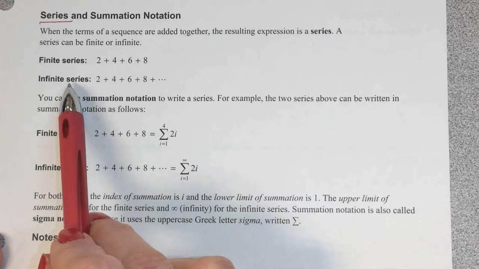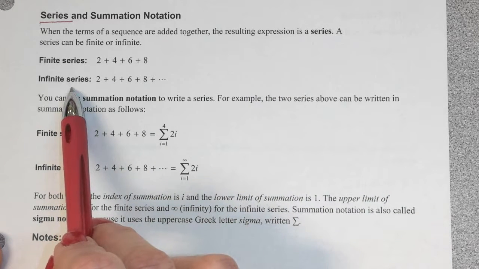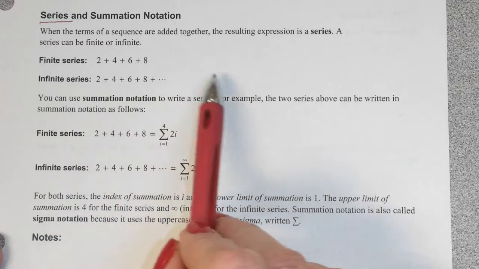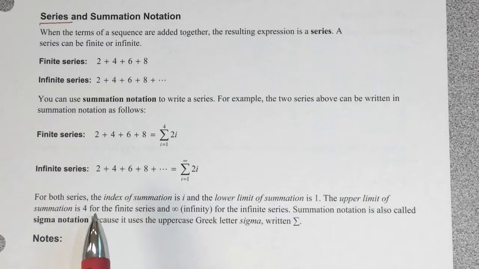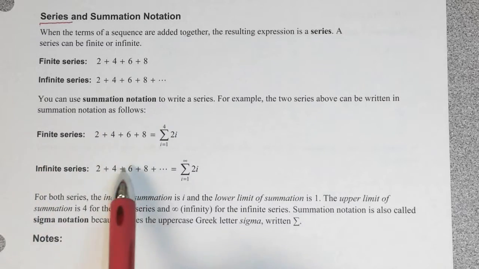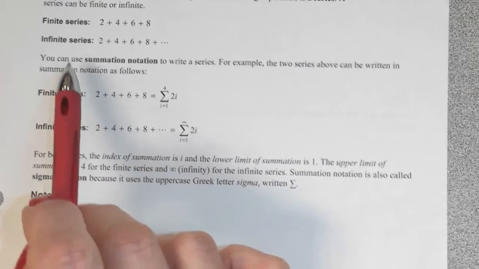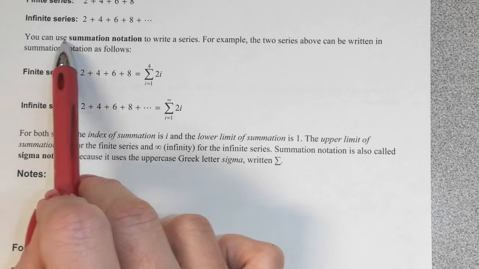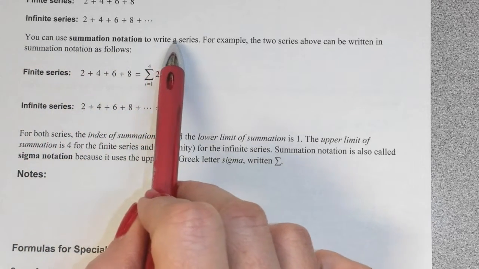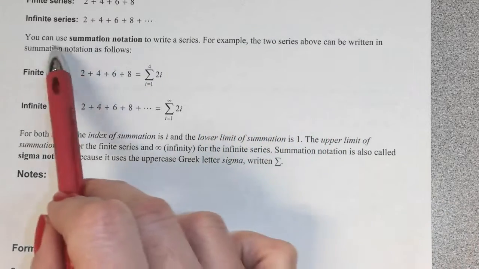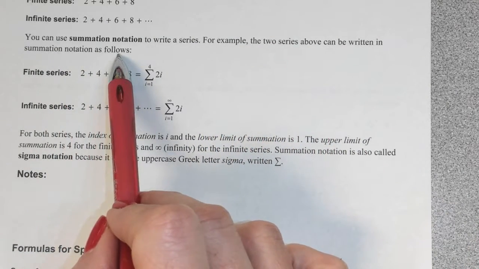What would be the sum of an infinite series? Infinity, yes, because it goes on forever. So for an infinite series where we're getting larger every time, that sum is going to be infinity. Now, if we were getting smaller every time, that's not going to be the case, but we'll get to that at a later time. So you can use summation notation to write a series. For example, the two series above can be written in summation notation as follows.